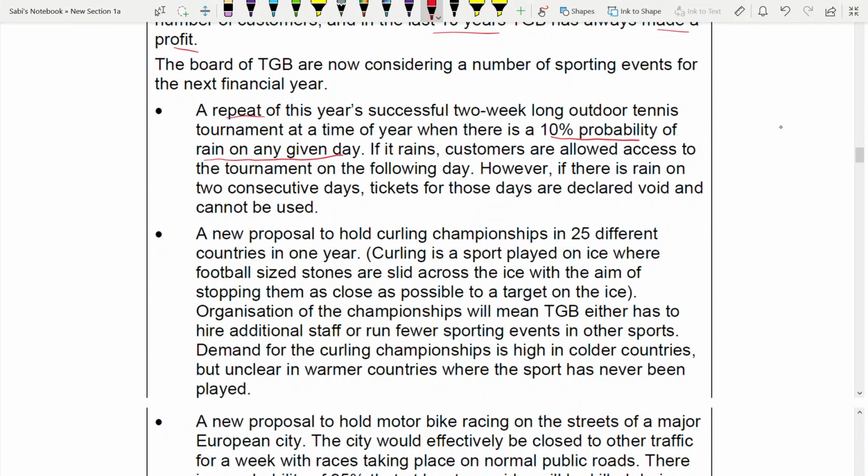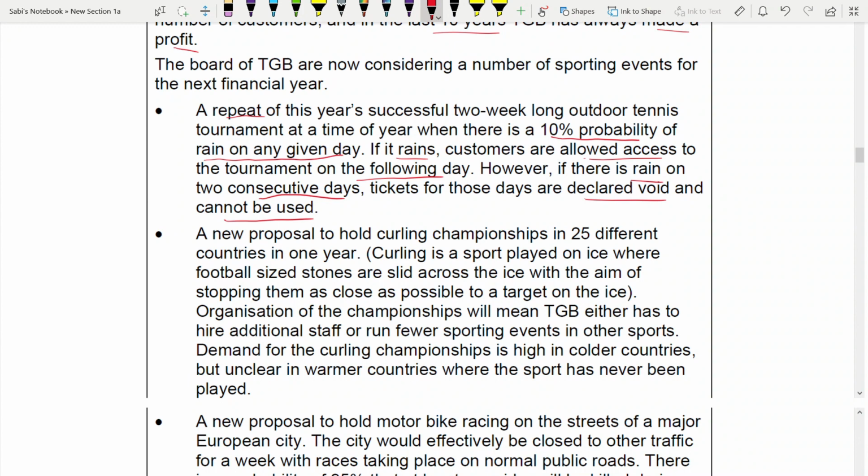Okay, if rain occurs, what happens? Customers are allowed access to the tournament on the following day. So it's not actually a loss because you are getting the customer on the following day. But what happens if there is rain on 2 consecutive days? Then the tickets for those days are declared void and cannot be used.